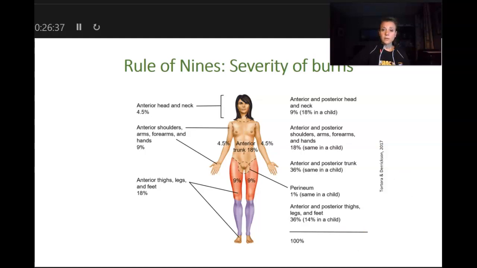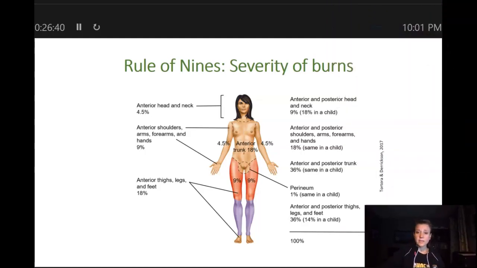So one way that clinicians are going to determine the treatment that a burn patient needs to have is by using something called the rule of 9s. You see, when a burn patient comes in, the number one thing that they are at risk for is infection. And so the body has to be protected first.